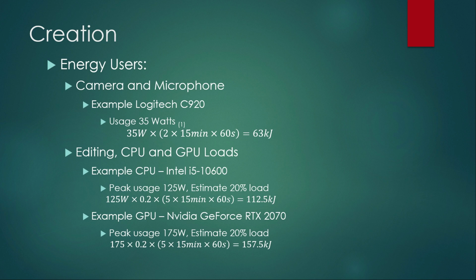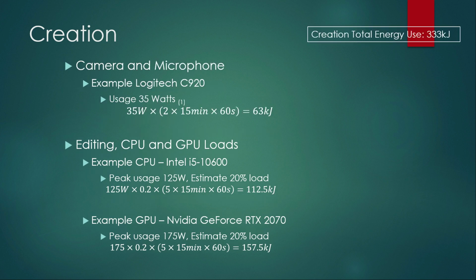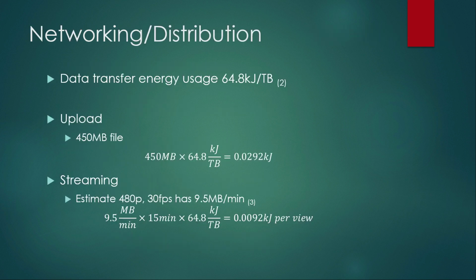Editing tends to be more time intensive than recording, so I'm going to assume that the editing process will take 5 times longer than the runtime of the finished product. With these assumptions in place, the CPU takes approximately 112.5 kilojoules and the GPU uses 157.5 kilojoules. All told, the estimated energy cost for creating a 15-minute video is 330 kilojoules.